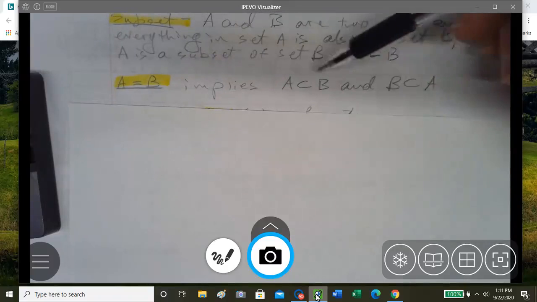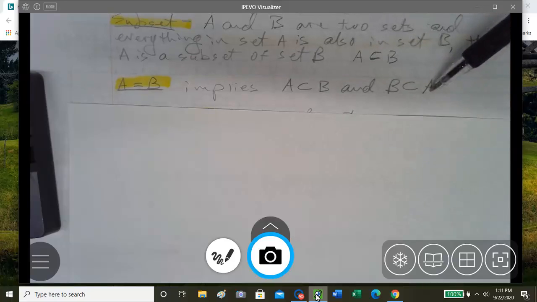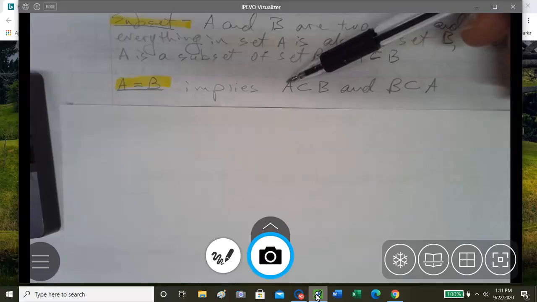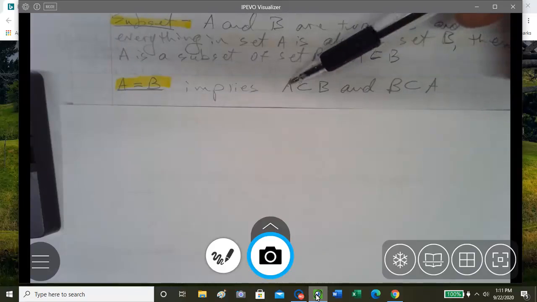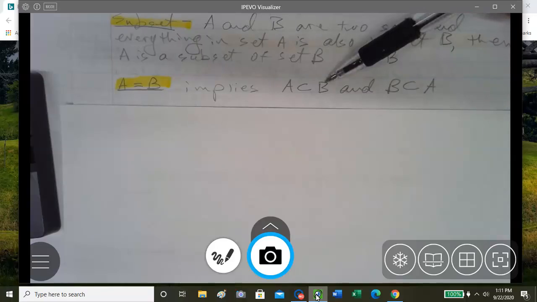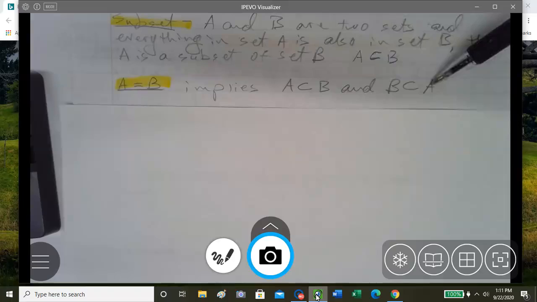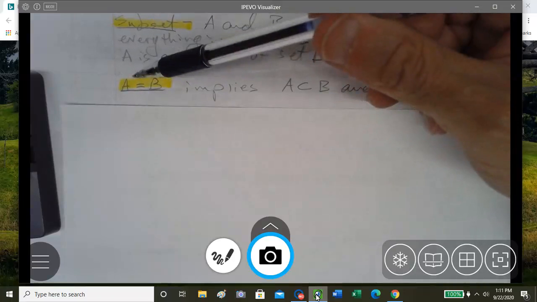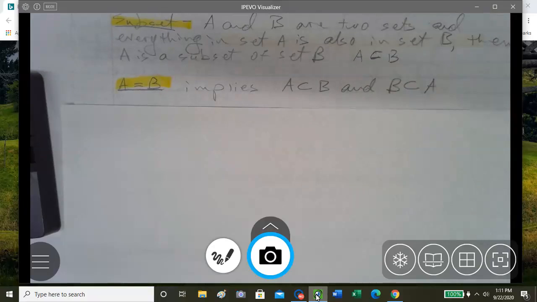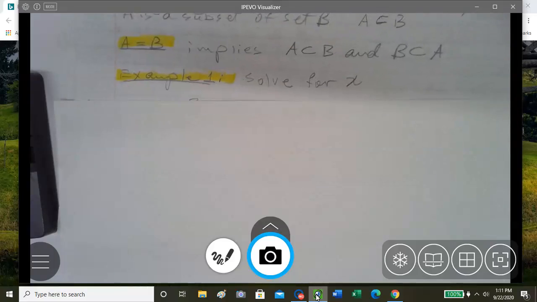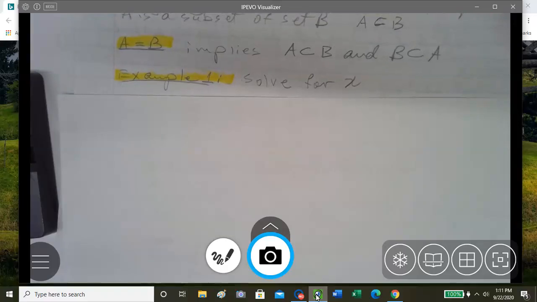A equals B implies A is a subset of B and B is a subset of A. You could say set A is A, E, I, O, U, and sometimes Y. Set B is the vowels. So you could say A is a subset of B, which it is, and B is a subset of A, so A, E, I, O, U is equal to the set of vowels. Okay, next we're going to get into example 1. So we're going to stop here with this video.